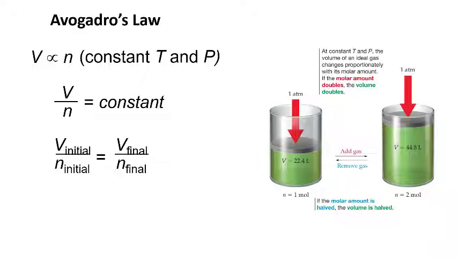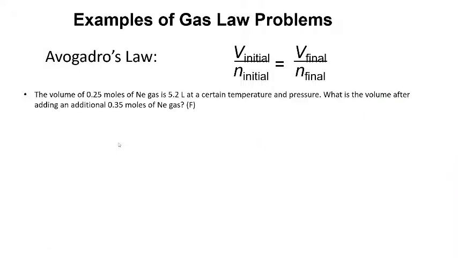Okay, the fewer moles of gas, if you remove some gas, so think about a balloon. The more you blow into that balloon, the bigger the balloon's going to get. If you open up that balloon and you let some of the gas out, the volume's going to get smaller. So the volume and the amount of gas are directly proportional. So we can rearrange and say that the volume over the number of moles is constant. Therefore, the initial volume over the initial number of moles is equal to the final volume over the final number of moles. So let's work through a quick Avogadro's law problem.